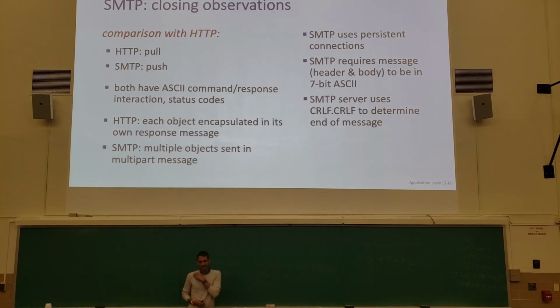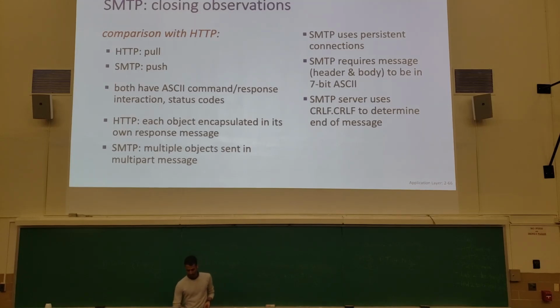SMTP is 7-bit ASCII. It doesn't use all 8 bits, because when you have MIME encoded bodies or attachments, then you use that 1 bit to say whether it's encoded or not. So that's why SMTP can have binary objects as attachments. It allows multiple objects to be sent as part of a multi-part message. In HTTP, each object is a separate entity. It has its own headers and its own response. But in SMTP, you can have a multi-part message. For example, you can have a body and a few attachments. That's a multi-part message.